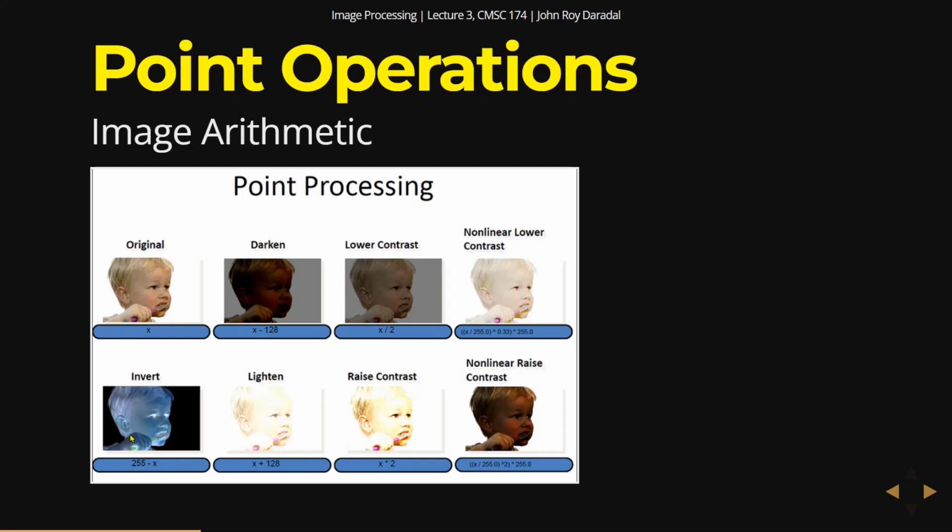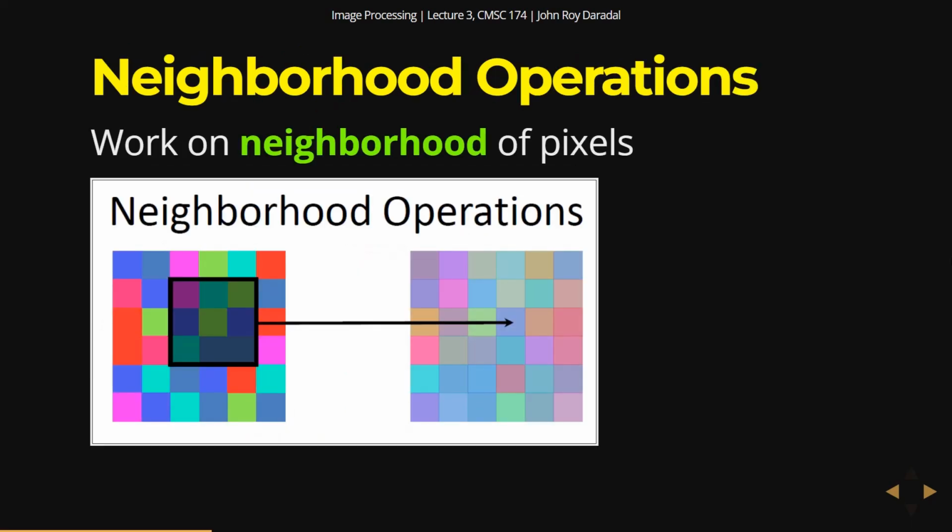You can also do the invert or negative effect, so 255 minus the image. You can have lower contrast by dividing by 2, or higher contrast by multiplying by 2. And there are other transformations you can do. This is done for each pixel individually, and whatever the value is, that is what is saved in the transformed image. So it's just a one-to-one correspondence between the pixel in the original image and the pixel in the transformed image.